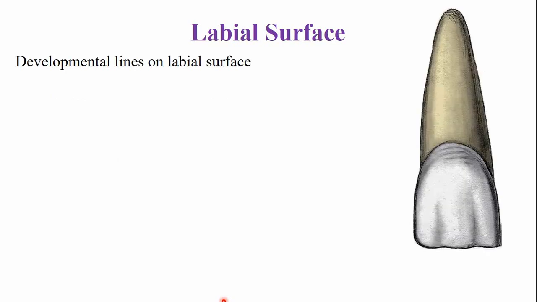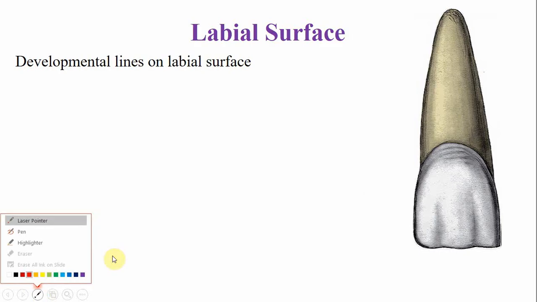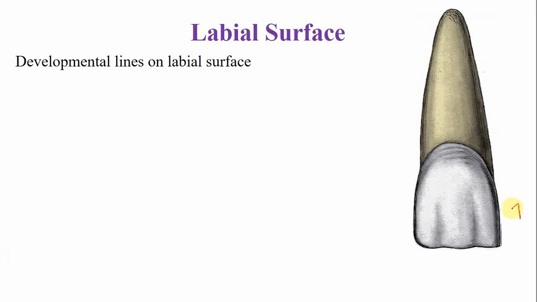Now, on the labial surface of this tooth, there are some additional features as well. There are developmental lines on the labial surface of the crown. You can see there are developmental depressions, or developmental lines, present on the crown surface. Now, for these developmental lines, for example, this is the mesial side and this is the distal side. So here there's a developmental line.